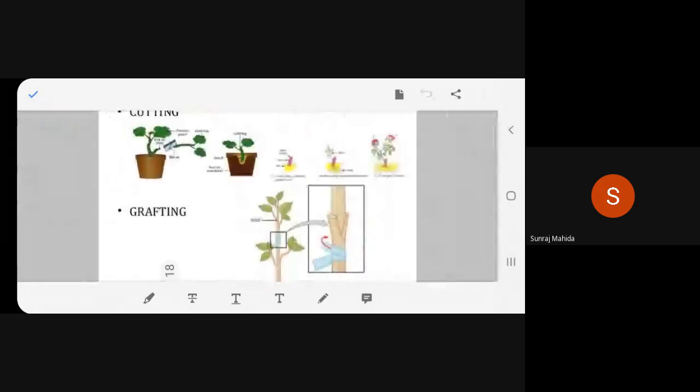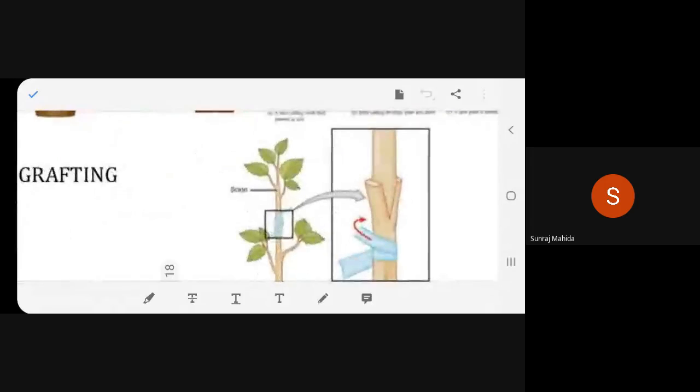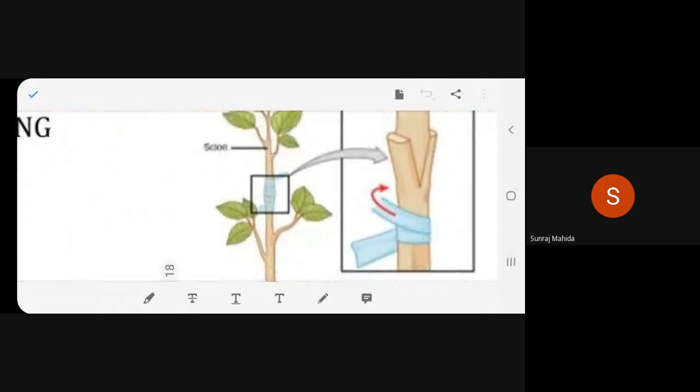That is cutting. Now we come to grafting. What will we do over here? For example, you have seen some rose plants. Have you seen different colored roses on one plant? Have you ever wondered why? In one plant we get white colored rose, sometimes pink, sometimes red rose. How come? Because of grafting.